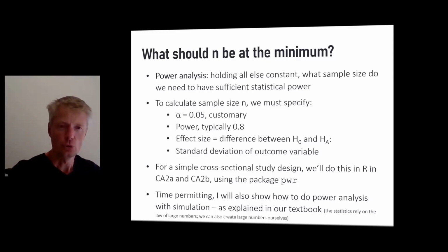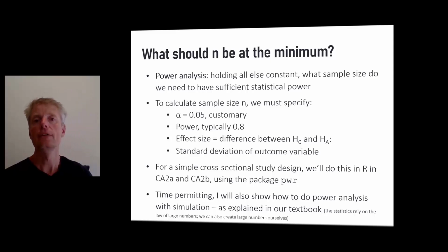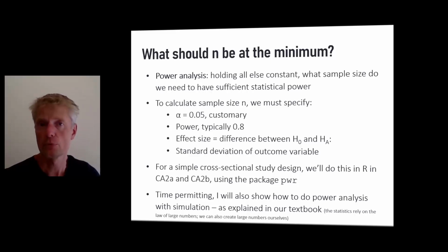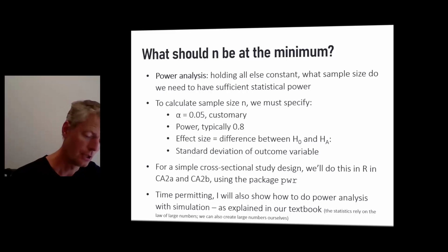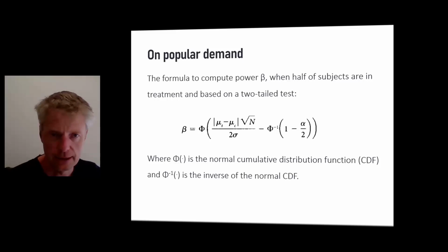And so basically what you do is you specify alpha, the power that you want to get, the effect size that you want to be able to identify, and the noisiness of your outcome variable, and then you can compute what the size of your sample should be at the minimum. The great thing is that R can do that for you. We do that with the package power, and you'll get some practice in computer assignment 2A and 2B. This is actually the formula behind all of this, if you're interested.